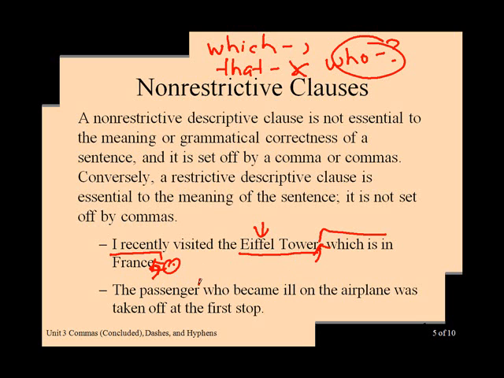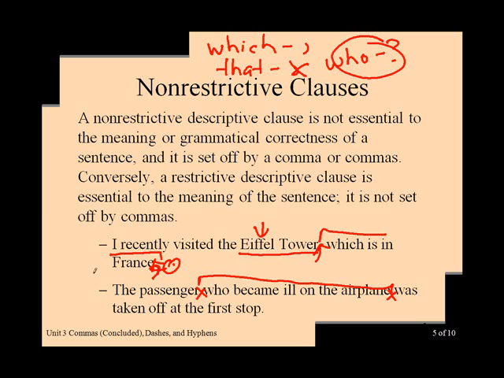The passenger who became ill on the airplane was taken off at the first stop. Here we have the who clause, so we have to question it. We go back to the passenger and we see if we can do without this and still understand who they're talking about. The passenger was taken off at the first stop. But we're not just talking about any passenger. We're only talking about the one who became ill. So we need this information, so we do not put commas before and after that clause.